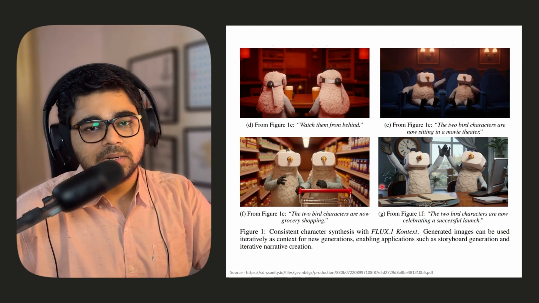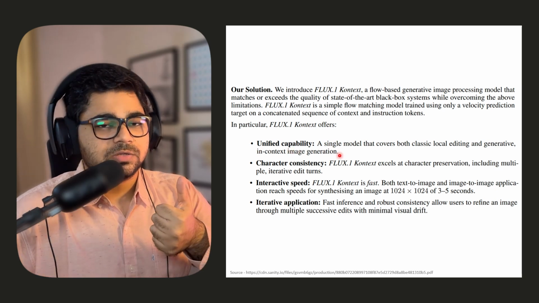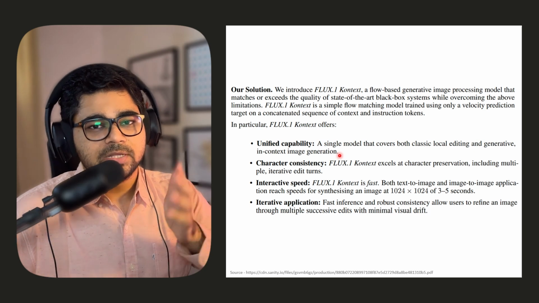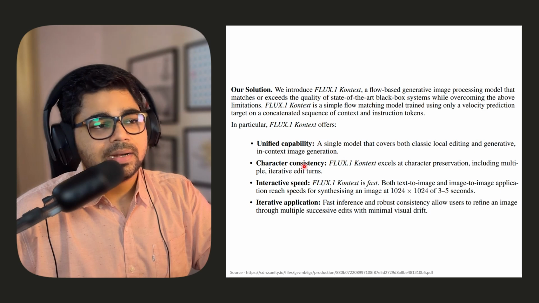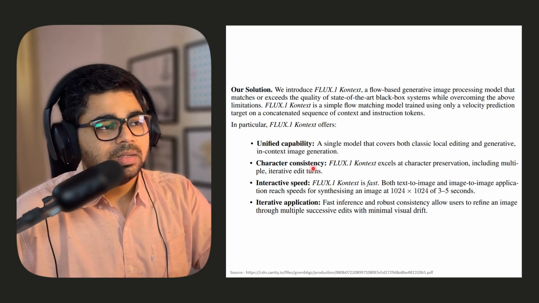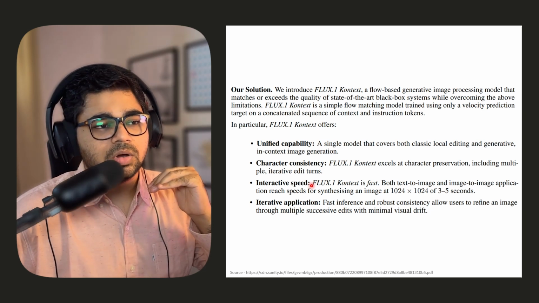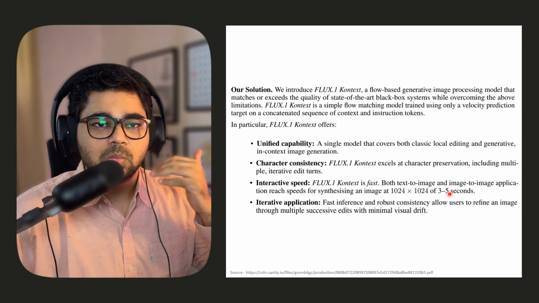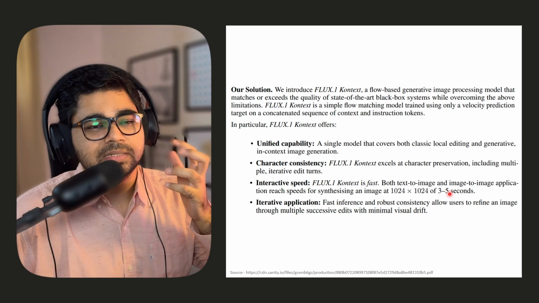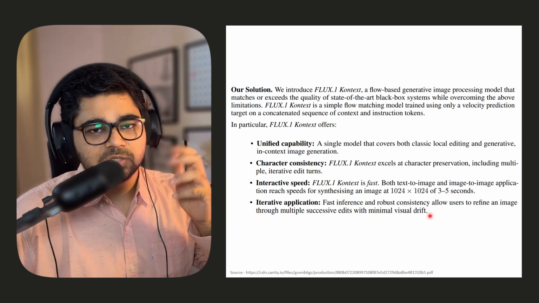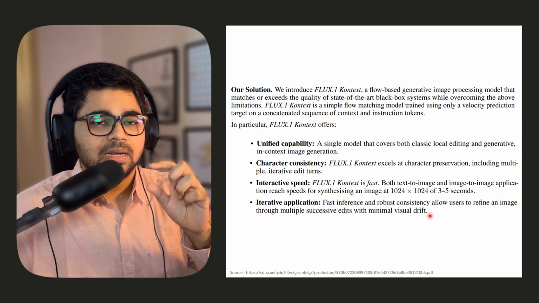Then let's look at what this model is offering. Firstly, they say that it has unified capability. It can create images just from prompting, and also by editing, that could be image to image or just giving it a style, and it will adapt to that. Then character consistency, which you already looked at from that bird example. Then interactive speed, and this to me is the selling point of this model, because it takes hardly 3 to 5 seconds, and that is wild. That is absolutely crazy, and you have to try it to feel how quick it is in responses. Then they say iterative application, and this is true again from that example. You give a particular image, ask it to make 1 edit, 2nd edit, 3rd edit.